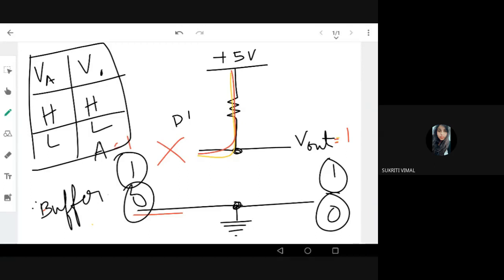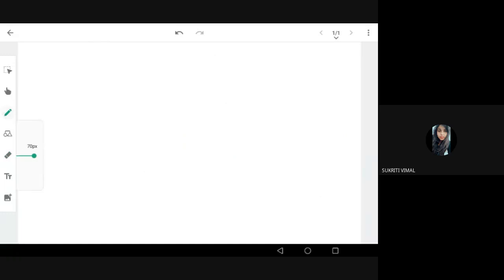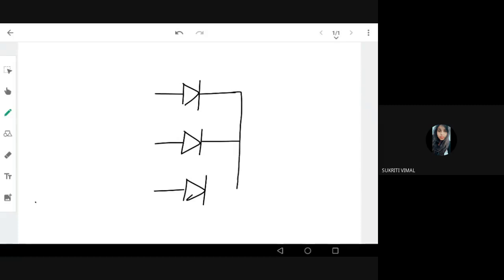Okay, so let's draw one more circuit for today. So we have three diodes connected in parallel. Output is across this resistance R.